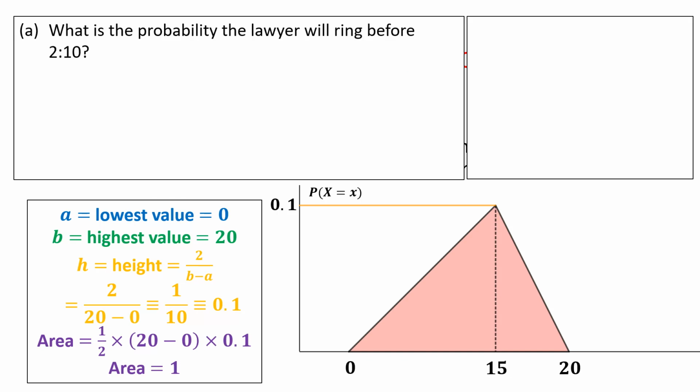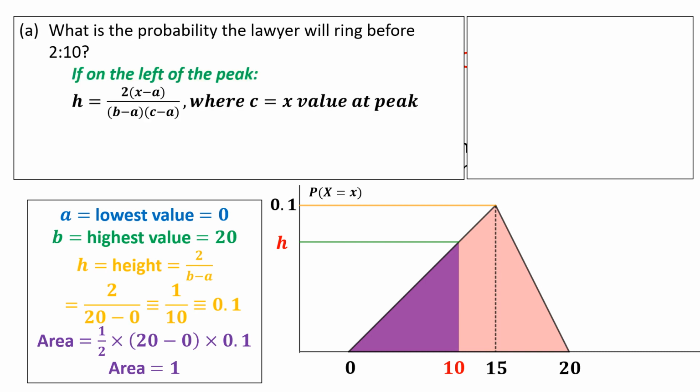All right, let's get into our first part of the problem. What is the probability the lawyer will ring before 2:10? Well, I put down 10 on my diagram and coloured in everything less than that, for this purple triangle. We're going to work out the area of this purple triangle because the area is the same as the probability. Before we do that, we need to get the height of the triangle.